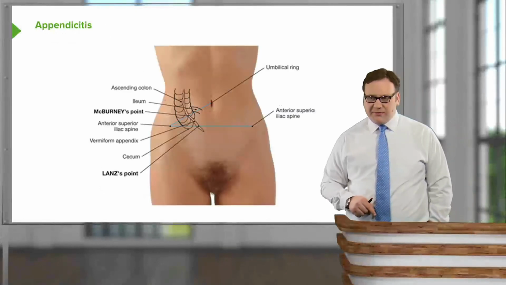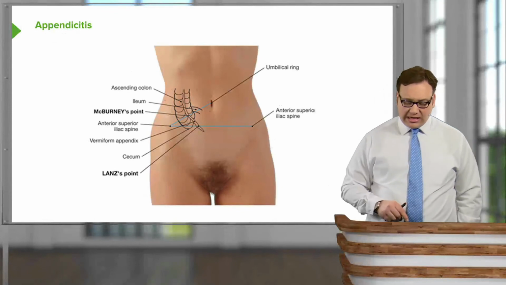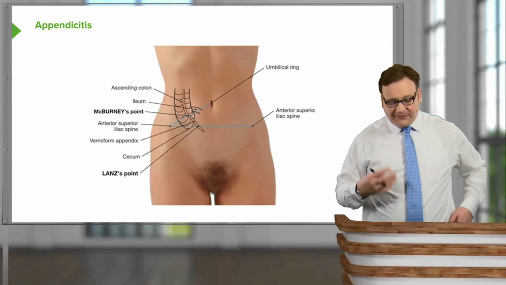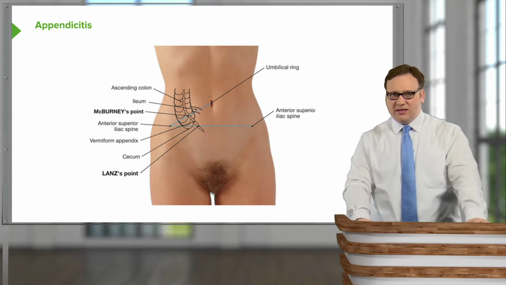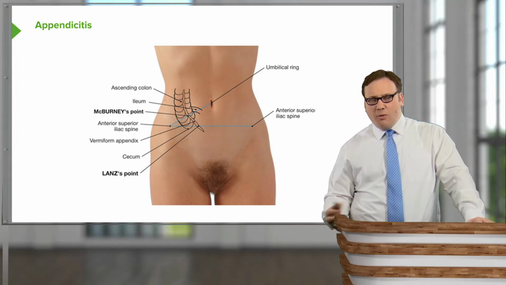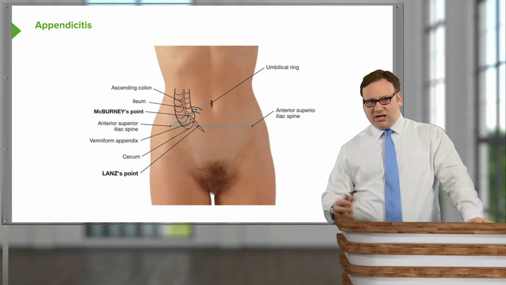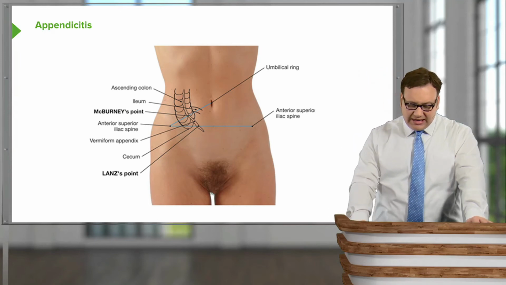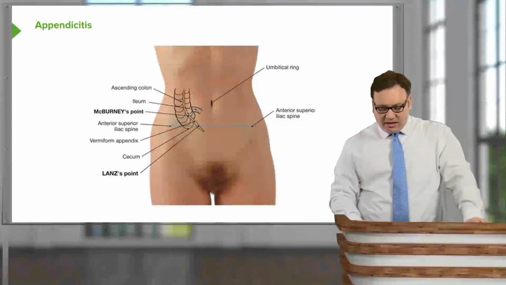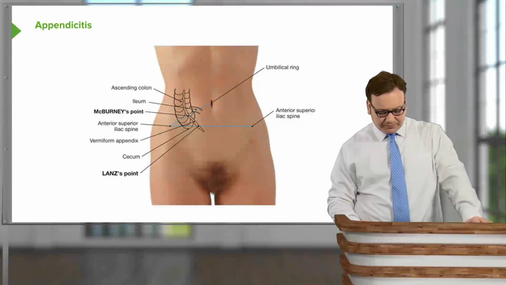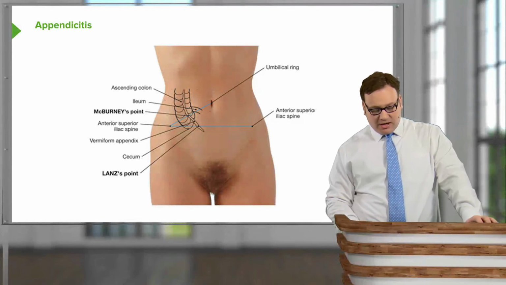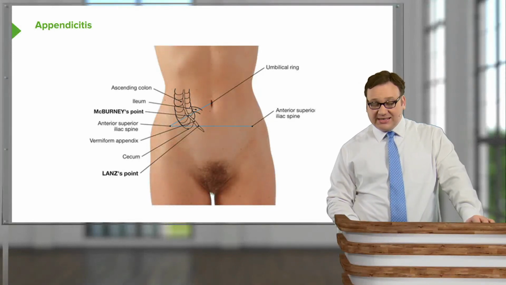So if we just stick with the appendix for a little bit longer, the function of the appendix is not really that well understood in the human. In the lower animals, it's important in being able to digest grass and various other aspects of digestion. But in the human, it's really a lymphoid tissue. It helps to produce white blood cells and is part of the lymphatic system.